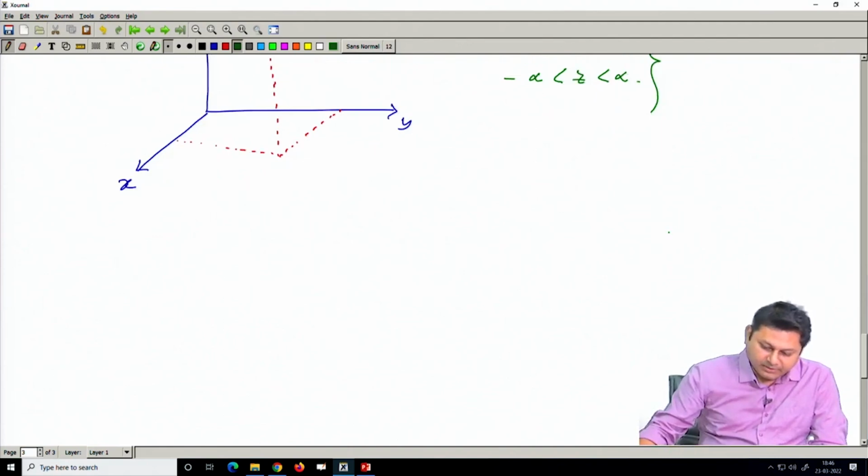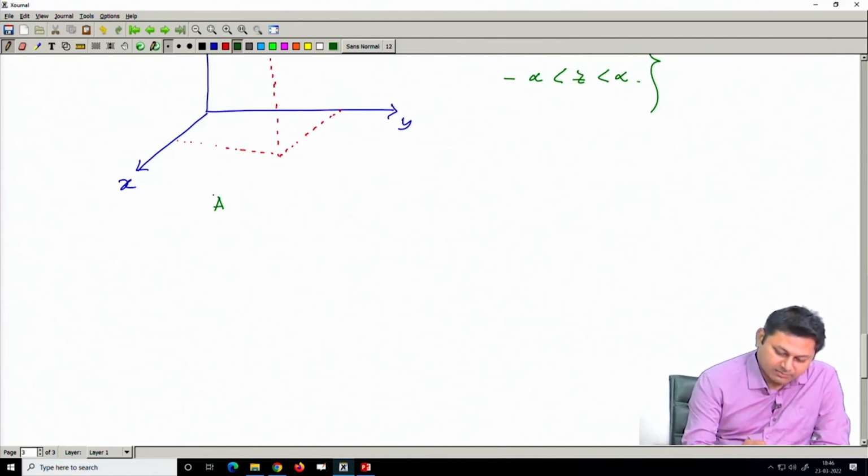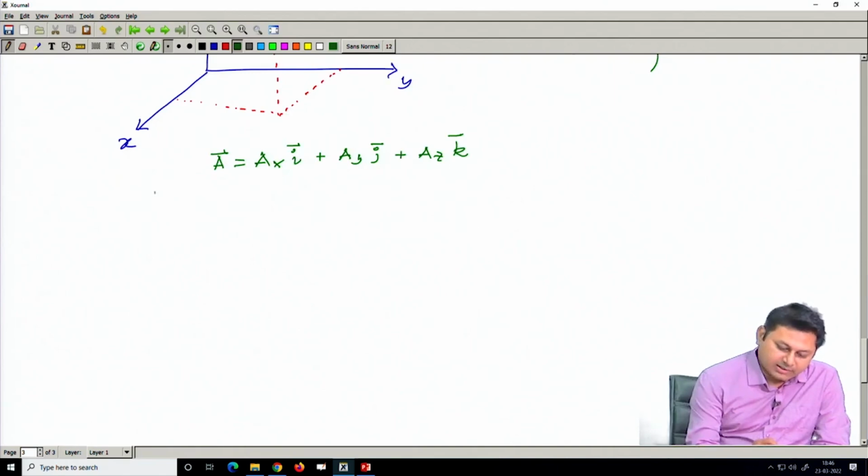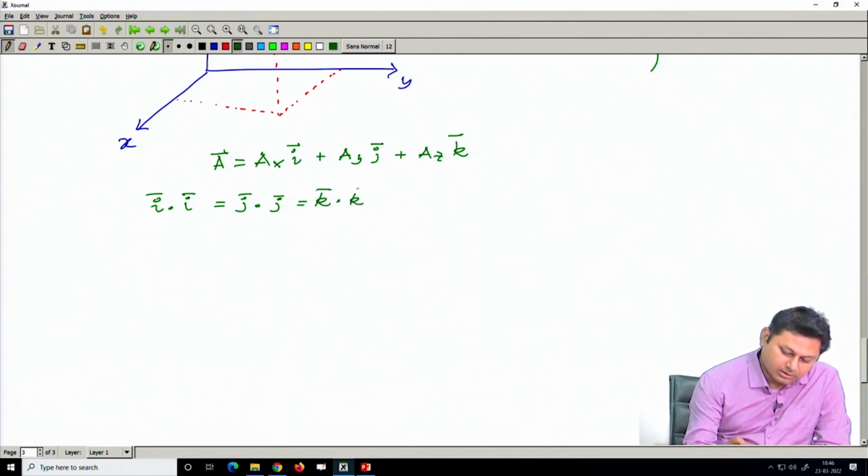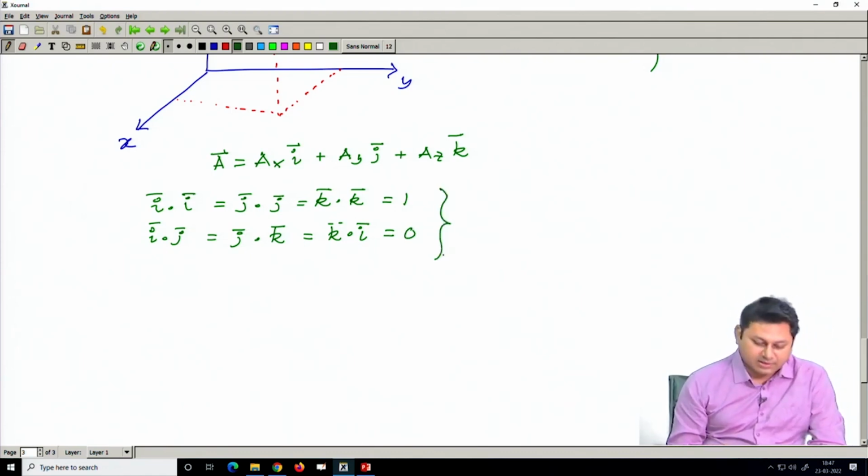A vector. Now, if I want to define a vector in this coordinate system, say vector A, that is Ax i unit vector plus Ay j unit vector plus Az k unit vector, and i, j, k also follow certain rules, and that is i dot i equal to j dot j equal to k dot k is equal to 1, and i dot j equal to j dot k equal to k dot i is equal to 0. Orthonormal, they are forming an orthonormal basis.